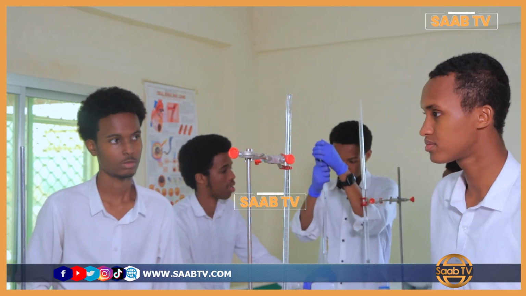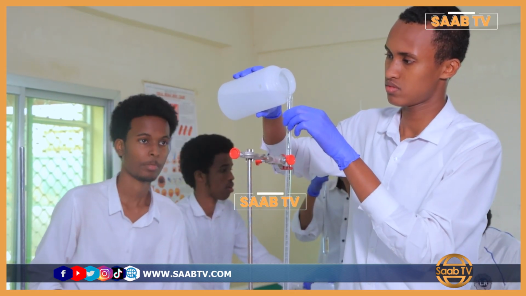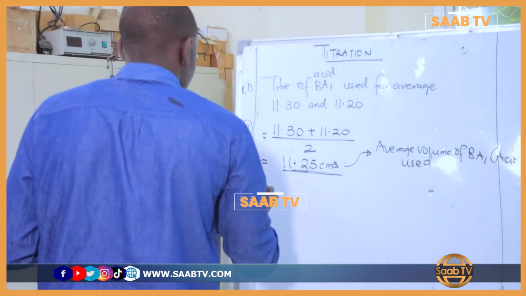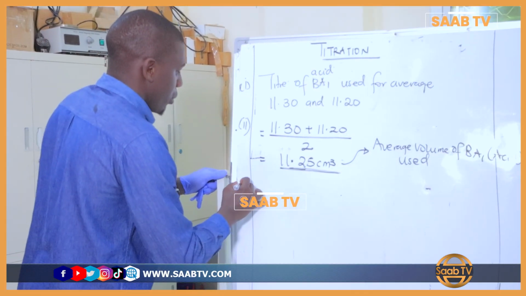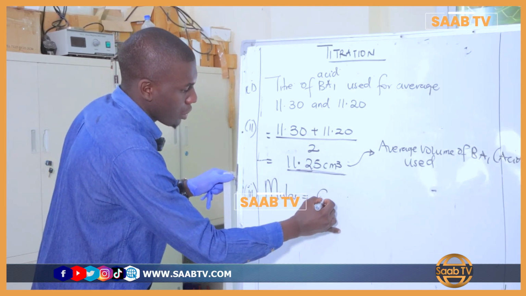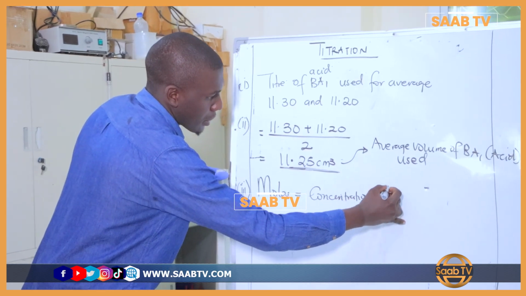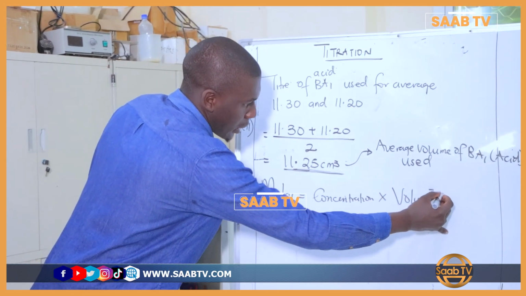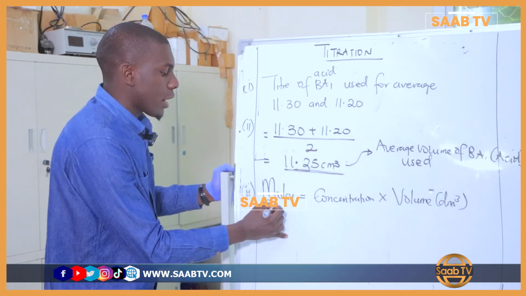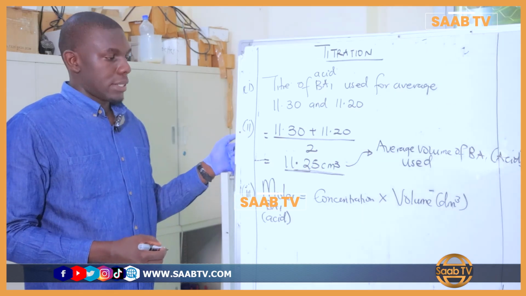We are calculating the number of moles of BA1 used. Now when you are getting the moles from concentration, you need to remember that if you're looking for moles from concentration, we shall have moles is equal to concentration times volume in decimeters cubed. So we are looking for the moles of BA1. BA1 is the acid, okay?